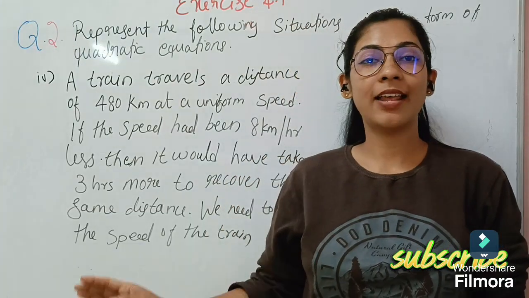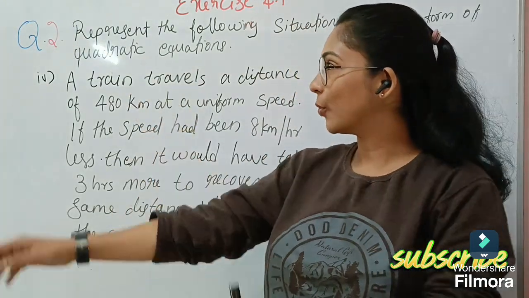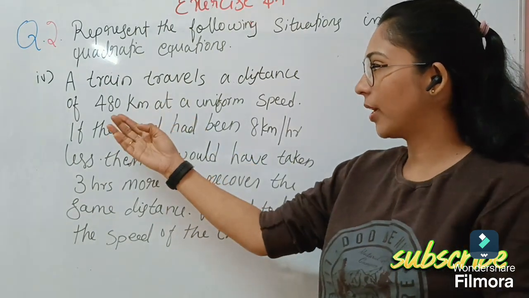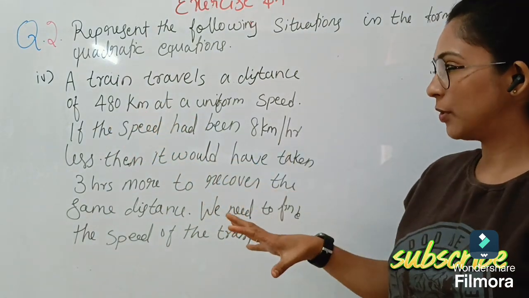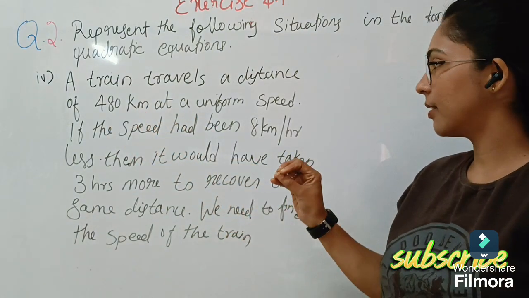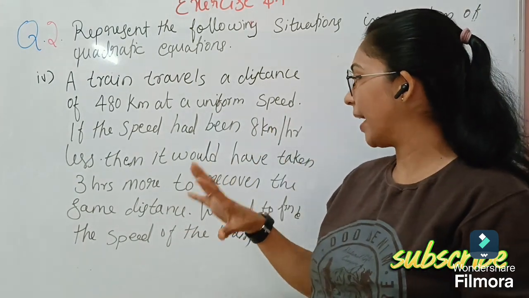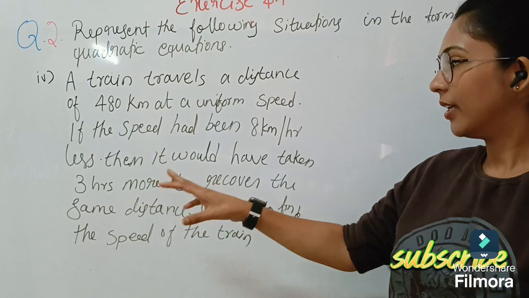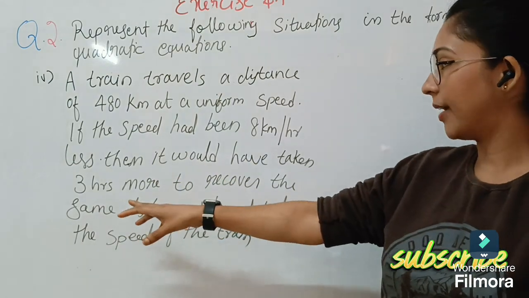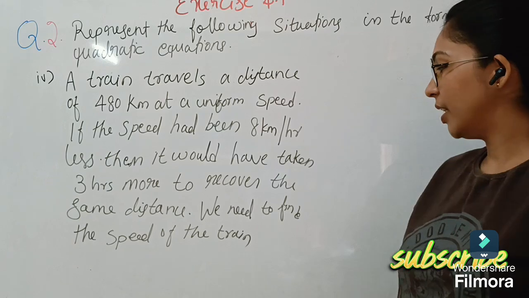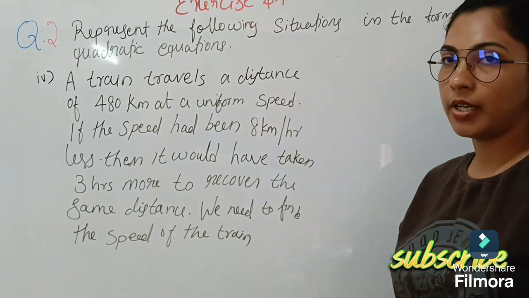This is the last sub question from question 2. A train travels a distance of 480 km at a uniform speed. If the speed had been 8 km per hour less, then it would have taken 3 hours more to cover the same distance. We need to find the speed of the train.